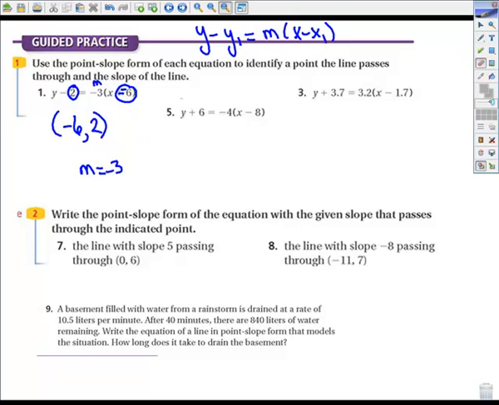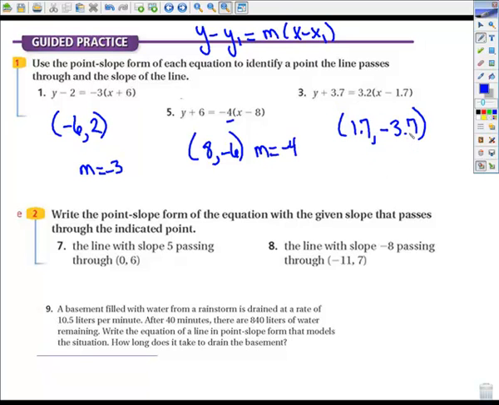If you look at this, really all we're doing is we're taking the opposite of what it appears. This is a plus 6, so we put down negative 6. This is subtract 2, so we put down 2. Let's try this one. I have x minus 8, so I'm going to put down a plus 8 or a positive 8. Y plus 6, so I put down a negative 6 for the y. And my slope is right here at negative 4. Same thing here. I have subtract 1.7, so it's a positive 1.7. Add 3.7, so it's a negative 3.7. There's the x, y. And now my slope is 3 2/10.